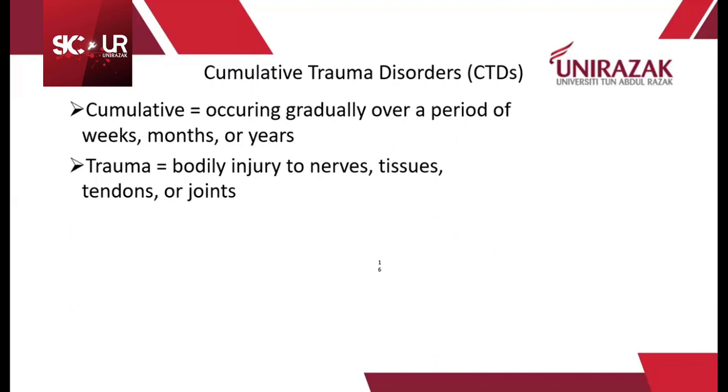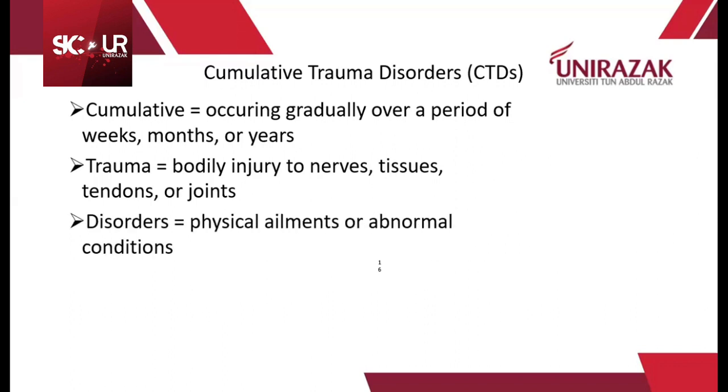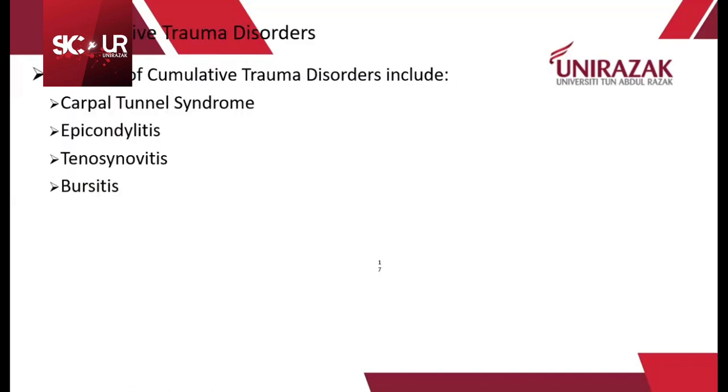Kadang-kadang injury ni bukanlah semestinya koyak dan sebagainya. Mungkin soft tissue koyak, tak nampak, dia benda yang mikro pun boleh jadi isu sebenarnya. And then disorder is physical element or the abnormal condition. Example of CTD include carpal tunnel syndrome, epicondylitis, tenosynovitis, bursitis. So normally sekarang ni kalau orang yang banyak menggunakan pergelangan tangan, memang banyak terdedah kepada CTD lah. CTS, carpal tunnel syndrome. Right.